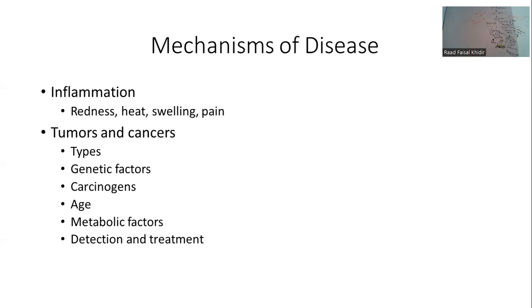What is the third type of disease? That is neither. There's a third type of disease that is not inflammation, that is not cancer. What is that? So you can only have two types of disease, cancer or inflammation. What's the third one?